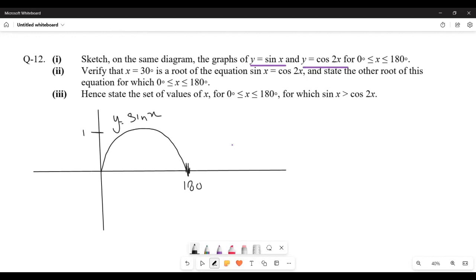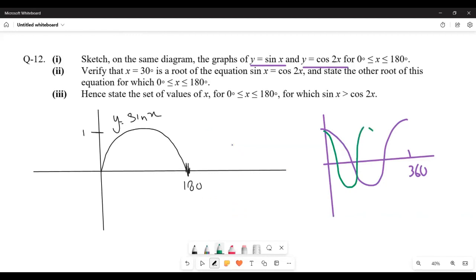And now I have to plot cos 2x. Let me at the side plot cos x first. Cos x looks like this. This should be 360. But if it is cos 2x, then we need to complete 2 cycles within the same interval. So the first cycle is completed at 180. This is the graph of cos 2x. Just one cycle is shown between 0 to 180 degrees.